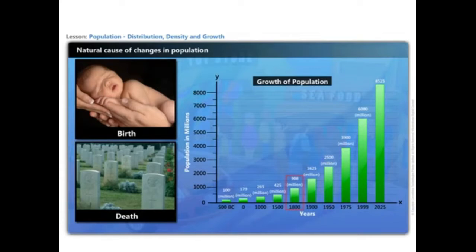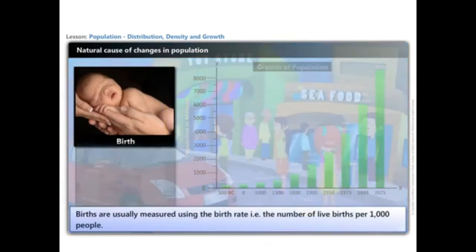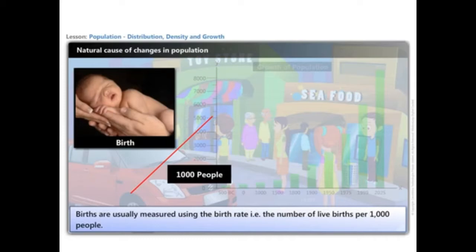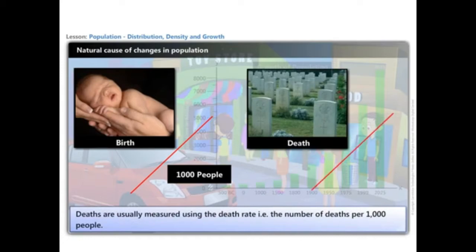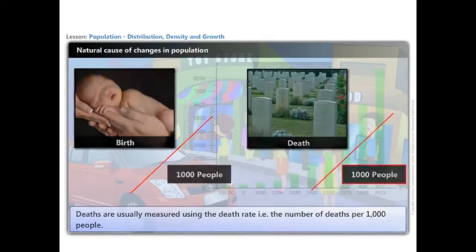Until the 1800s, the world's population grew steadily as a large number of born babies died early too. In other words, both births and deaths were high. Births are usually measured using the birth rate, that is, the number of live births per 1,000 people. Deaths are usually measured using the death rate, that is, the number of deaths per 1,000 people.